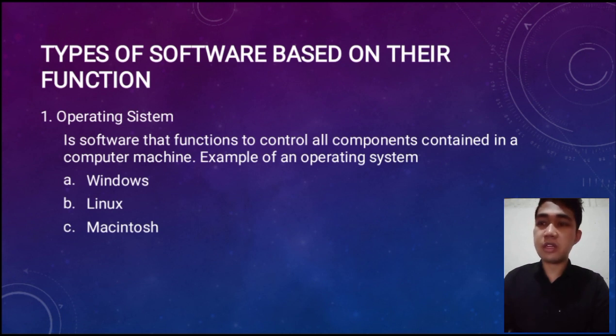types of software based on their function. Operating system is software. The function is to control components contained in a computer machine. Examples of an operating system: Windows, Linux, iTunes.